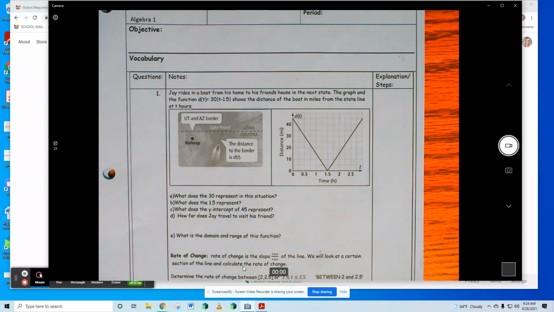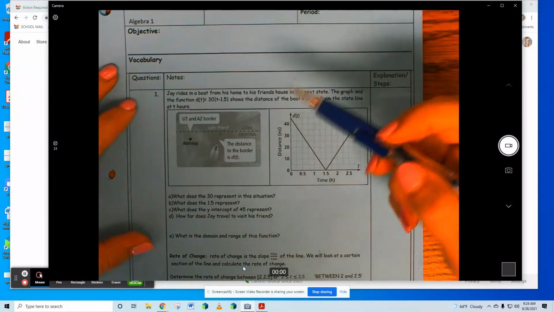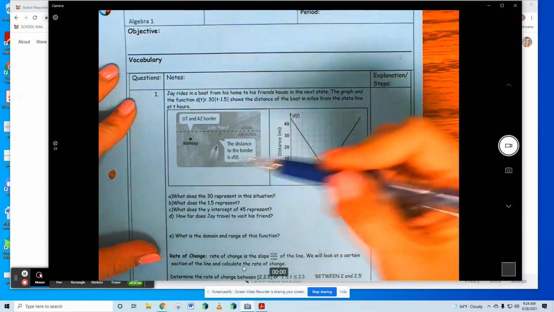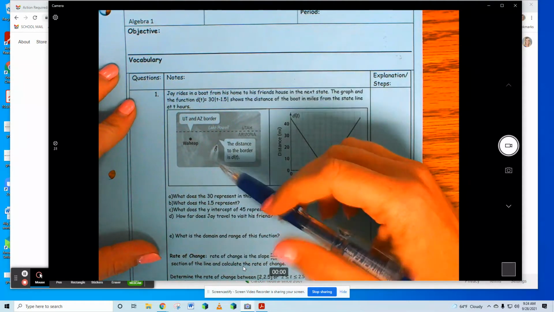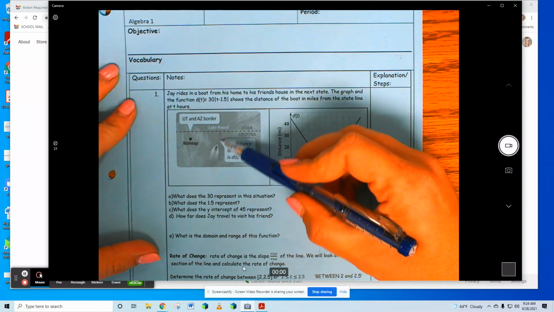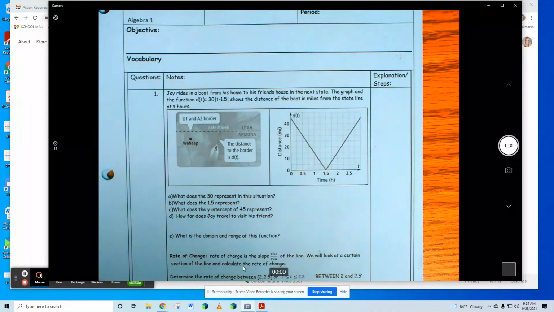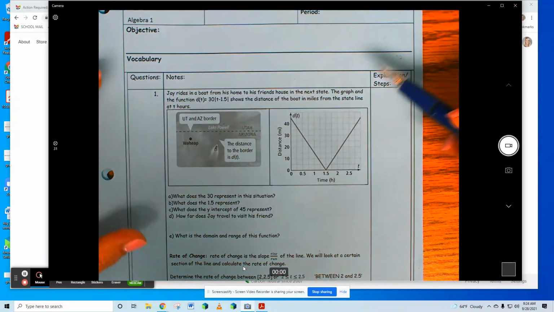Perfect. All right, so what's happening is a kid is riding in a boat from his house to his friend's house. So they live on a lake. And we need to kind of talk about what's going on here because the borderline is Arizona and Utah. And so Jay drives his boat and he hits the state line and then he goes to Utah. And he continues driving to his friend's house.